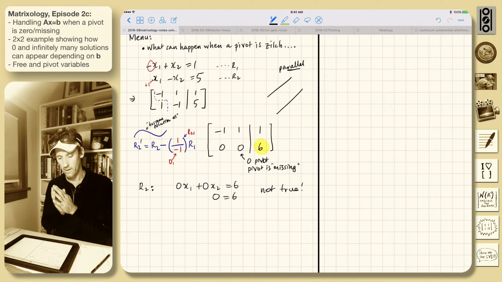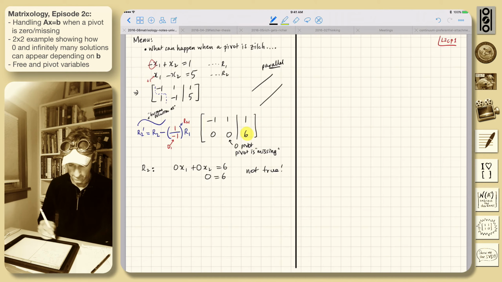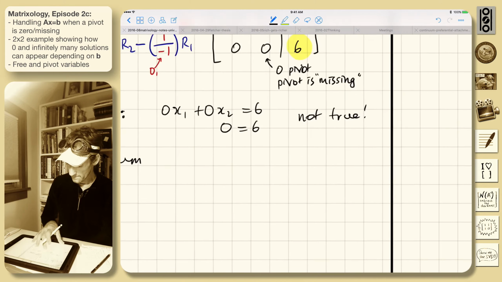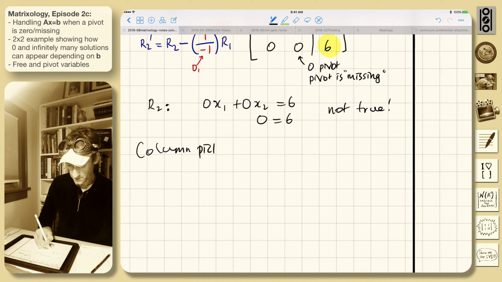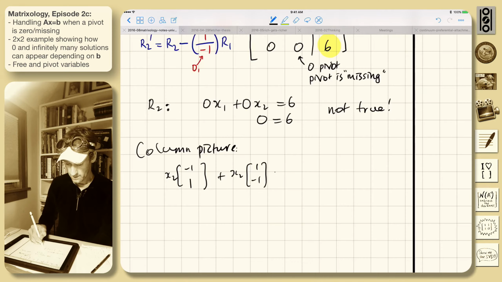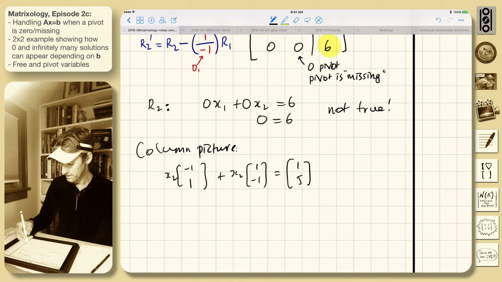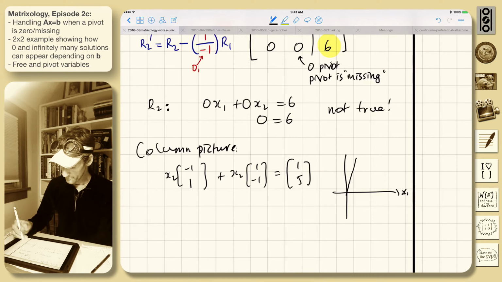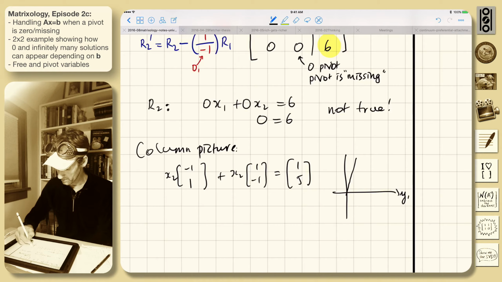That's the line version. Let's look at the column picture. This is minus 1, 1, and then plus x2 times 1, minus 1, equals 1, 5. That's what we're trying to do. If we draw that picture, 1, 5 is up here. This is x1. Sorry, that's important. The column picture is in y space, which we'll get to later on, y2. So this is b.